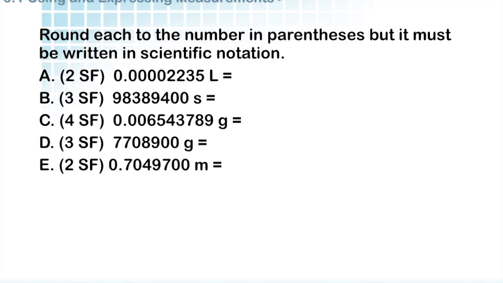So I start on my left. I find the first digit's a 2, the second one's a 2. There's my 2 significant figures. The number to the right of that 2 is a 3. So I'm just going to get rid of the 3 and the 5 and make it 0.000022. But how do I make that scientific notation? I move that decimal from the left to go between the 2 2's. So I go 1, 2, 3, 4, 5. So that puts the decimal between the 2 2's, starting at the left and moving. So that one becomes 2.2 times 10 to the negative 5th liters.